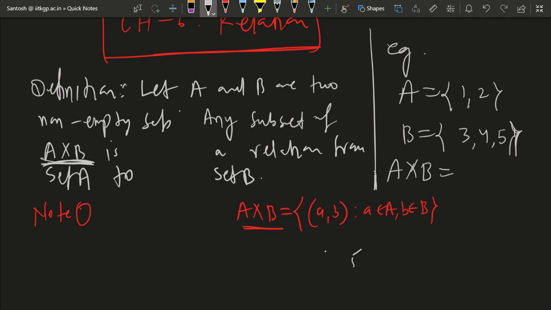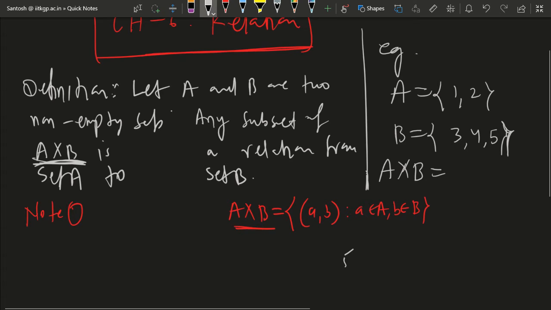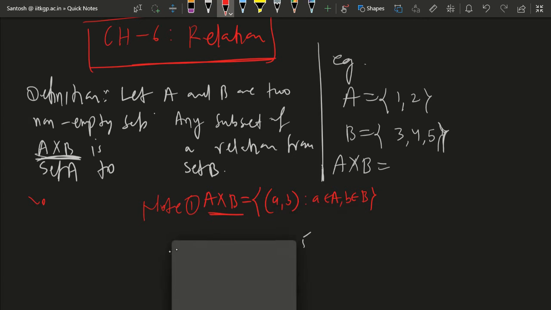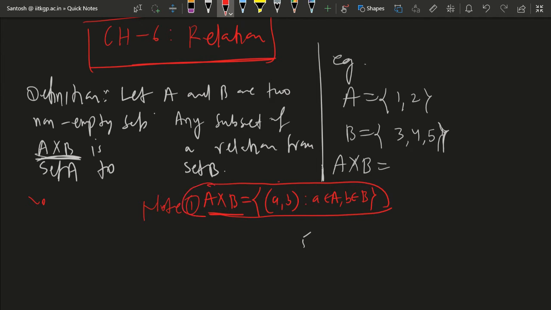Tell me, anyone, what is the value of A cross B? Anyone can try. You can tell a wrong answer, no problem. At least you can try. The definition of A cross B is this. You just apply this definition.